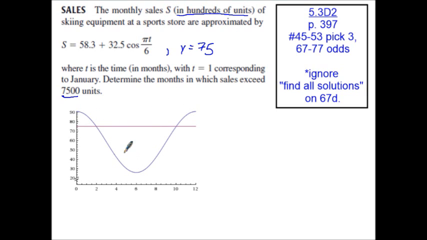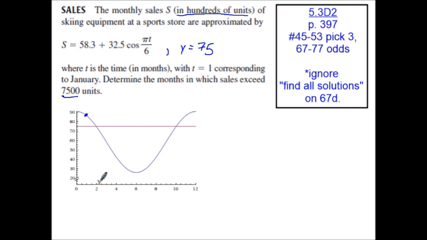Hopefully that makes sense, where at the beginning of the year, your January-ish parts, and then the December, November-ish time of the year, you're probably going to sell more skiing equipment than in these summer months that are down here at the bottom. But pretty obviously, January is going to be right in here. January is certainly above the 7,500.